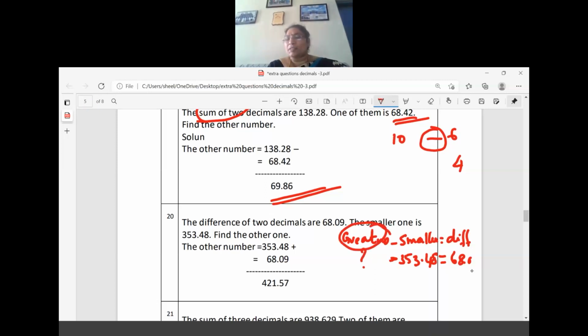So here the greater is asked. Definitely the greater means this number is more than this number, right? So what should we do? We should add here, isn't it? So 353.48 plus 68.01. So what is the answer we are getting? 421.57 only. So we already know that when it is a difference, the greater number minus smaller number only will come. So definitely the other number will be greater than 353.48, right? So what should we do? We should add 68.09 and 353.48. So what is the answer?